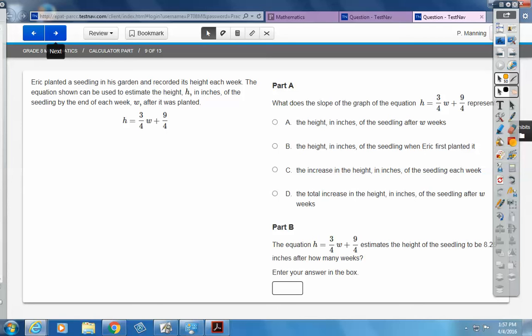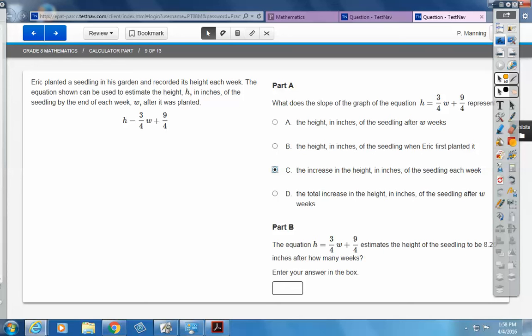So let's look at A. The height in inches of the seedling after w weeks. No. We want the height in inches of the seedling after w. Actually, wait a second. Okay, so the height in inches of the seedling when Eric first planted it, that's the 9/4, definitely not it. The increase in the height of the seedling each week. Yes, because it is increasing by 3/4 each week, so that's clearly it. All right. Estimate the height of the seedling.